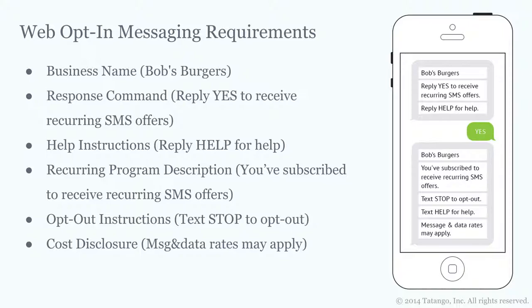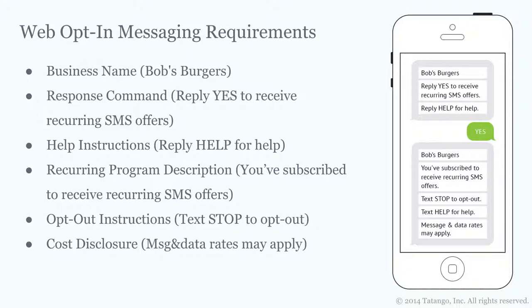So the customer first is going to get a text message from the business or the short code provider. This text message will include many of the things that we covered before. The business name, a response command: reply yes to receive recurring SMS offers. Again, the recurring part is one piece of it. The SMS offers, which is the description, is one piece of that. It could be reply yes to receive recurring weather alerts, SMS promotions, things of that nature.